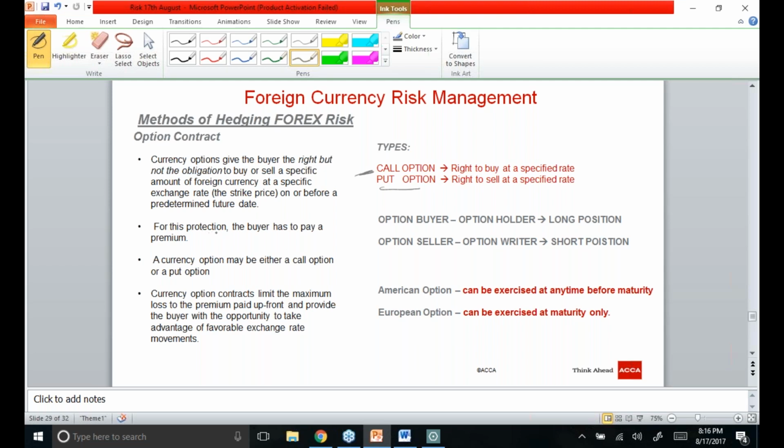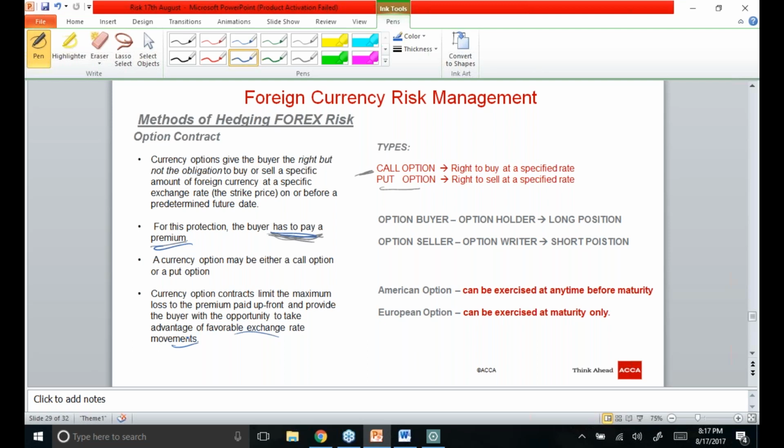Obviously, this is a special contract in which you can have a gain, but you do not face any loss. So for this protection, a buyer has to pay a premium because this is a special contract. A currency option may be either a call or put option, as we have discussed. Currency option contracts limit the maximum loss to the premium paid upfront and provide the buyer with the opportunity to take advantage of a favorable exchange rate.